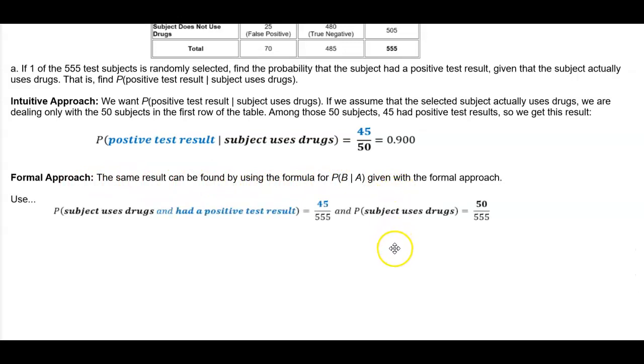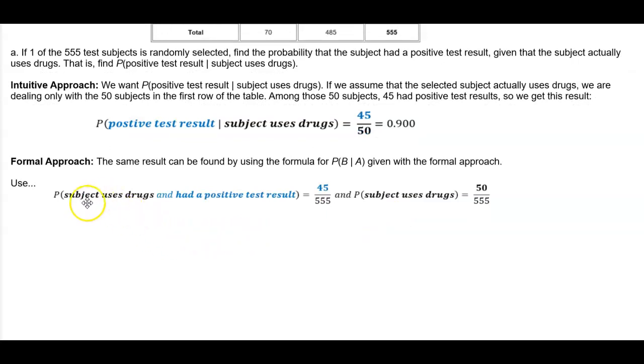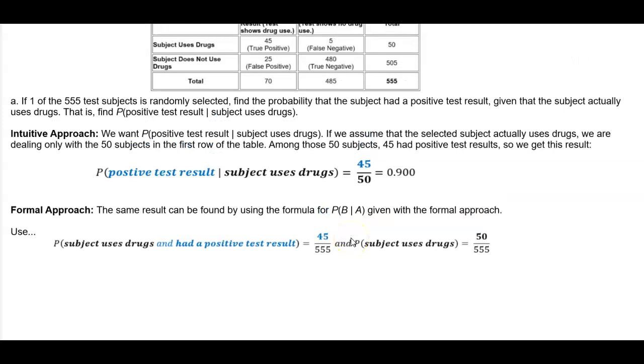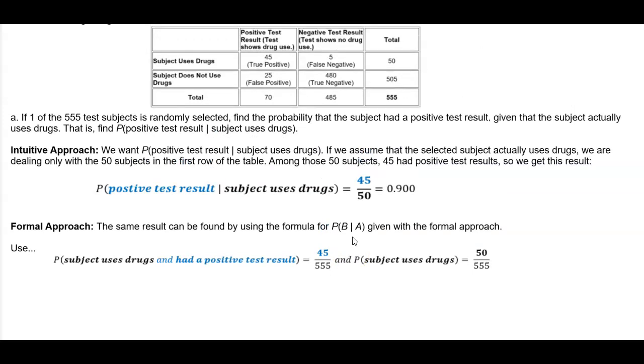So here, what we see is the probability that the subject uses drugs and had a positive test result. The way to look at that is the following. We come back up here and figure out where, so we know that the subject uses drugs, and it also says and had a positive test result. So that means it had both, which is 45 out of the total 555.